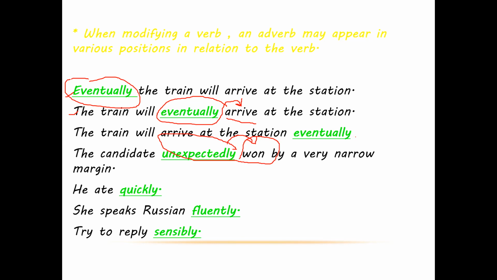Okay, hindi ine-expect na manalo, but she won. He ate quickly. Pwede rin naman that the adverb is located right after the verb. So here we have the verb, which is ate, and quickly is the adverb. So yon. He ate quickly. He quickly ate. Pwede rin naman yan.